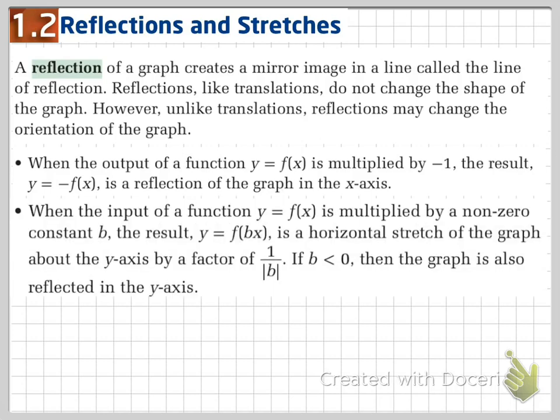And when the input of a function y equals f at x is multiplied by a non-zero constant b, the result is going to be y is equal to f of b times x. It's going to be a horizontal stretch of the graph about the y-axis by a factor of 1 over the absolute value of b. And if b is less than 0, then the graph is also going to be reflected in the y-axis. Let's have a look at what those mean.